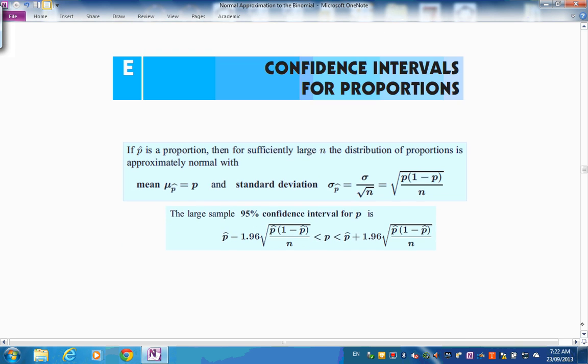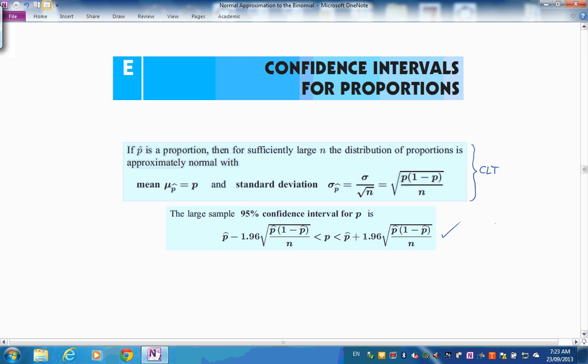Okay, and you could have expected it. Here it is. We're going to try and trap the actual population proportion, and again the normal distribution to the rescue here. Alright, so let's have a look. If p is a proportion, then we have this. For sufficiently large n, a proportion is a mean. So for sufficiently large n by the central limit theorem, we're going to have that.